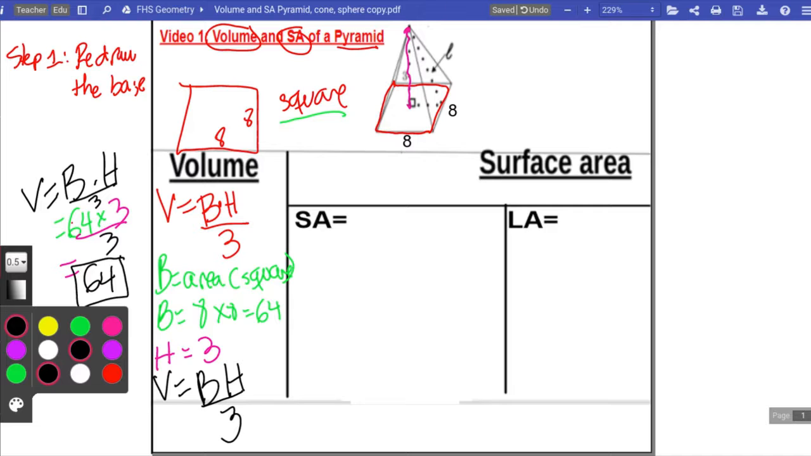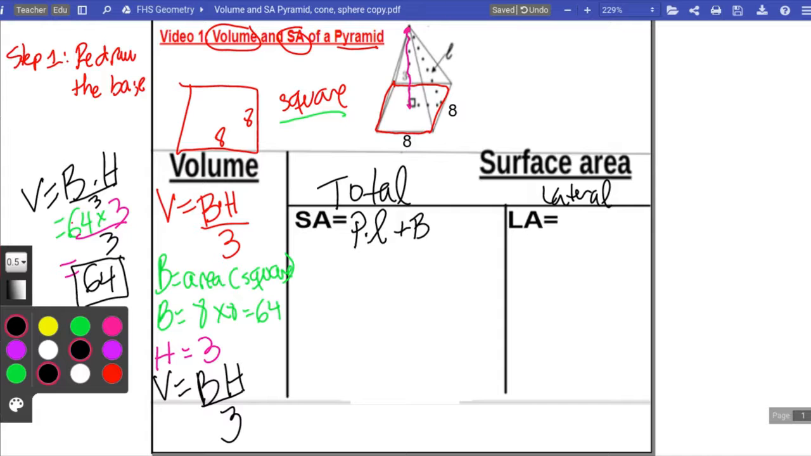Moving on to the surface area. All right, the surface area. So the left side will be the total, right? So I'm going to call this total right here. The right side is the lateral, LA. All right, so for the total, the formula is as follows. P, perimeter, times L, slanted height, plus big B.